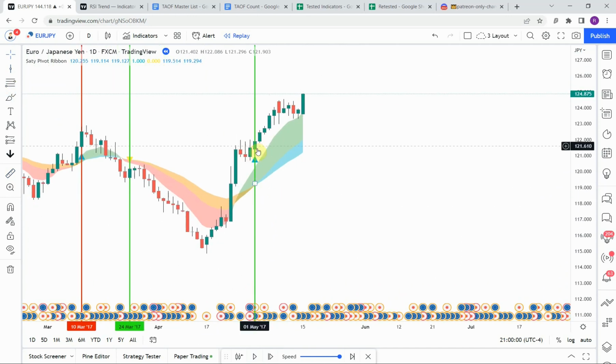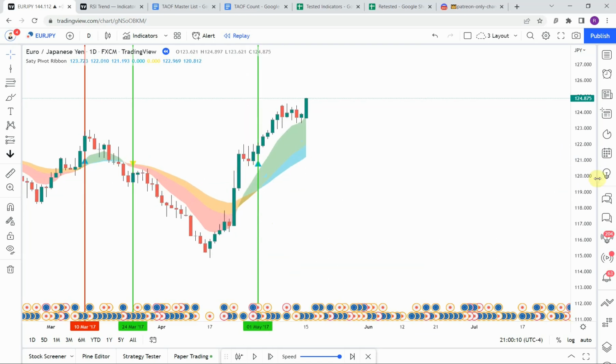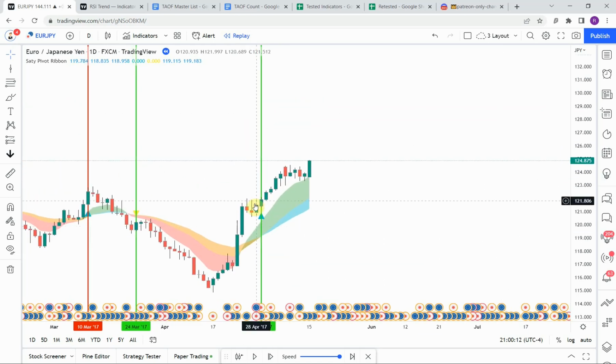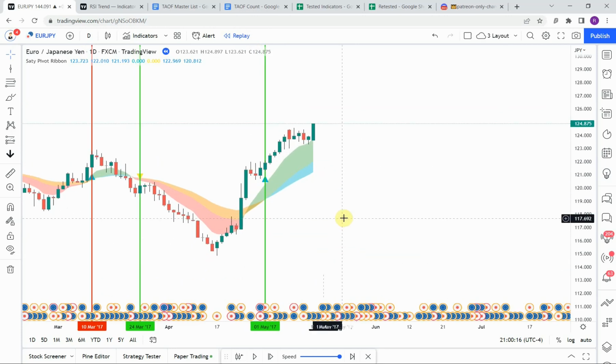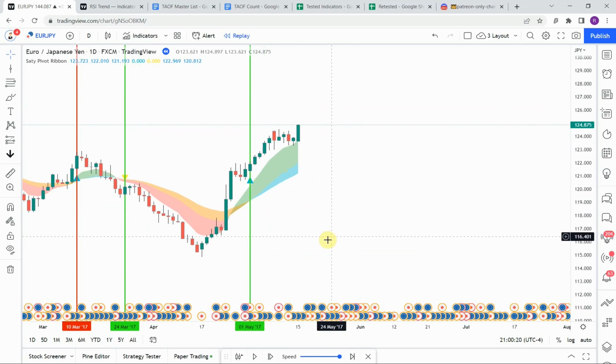All right, then we pick up a long right here. We get that nice bounce in price action coming up here. Get that blue arrow pointing up with the nice green background of the ribbon there. And you can see that we enter here. We get a really nice push to the upside there. That one does come up and get us to our take profit. Let's go ahead and continue on.